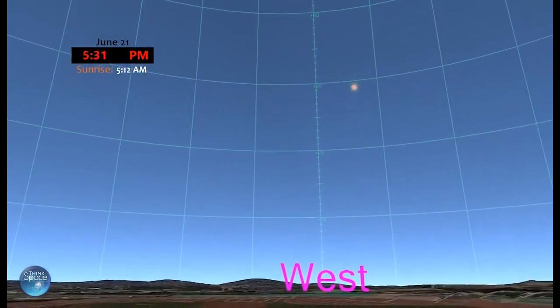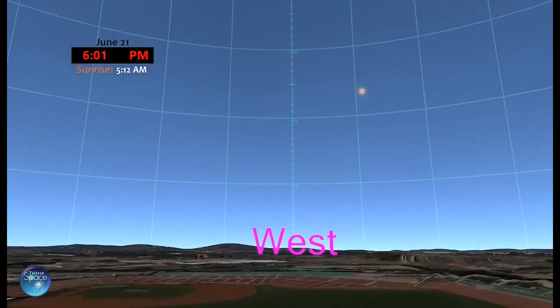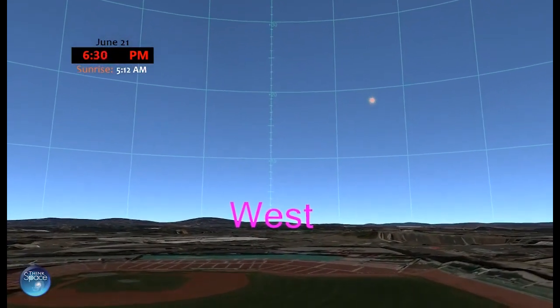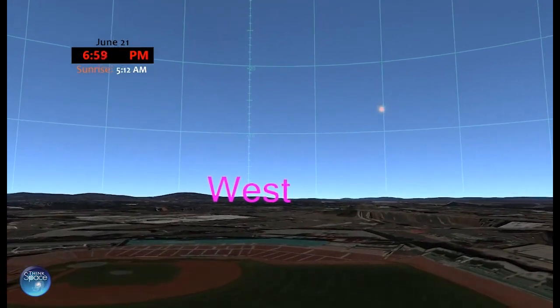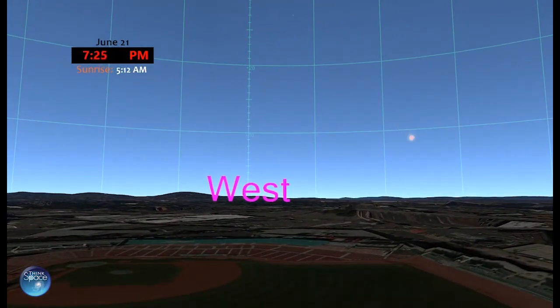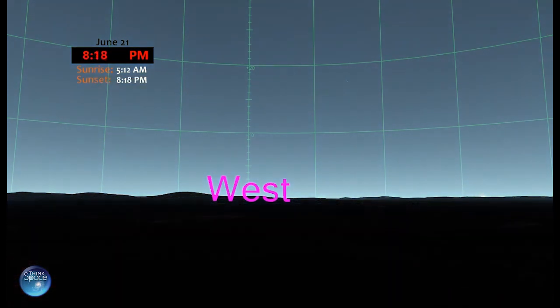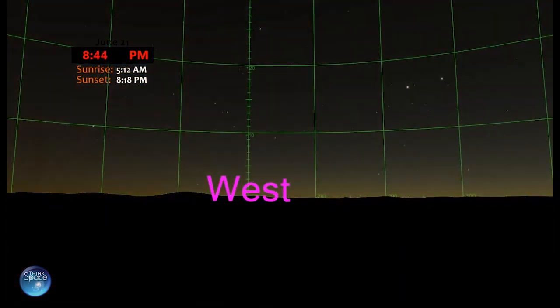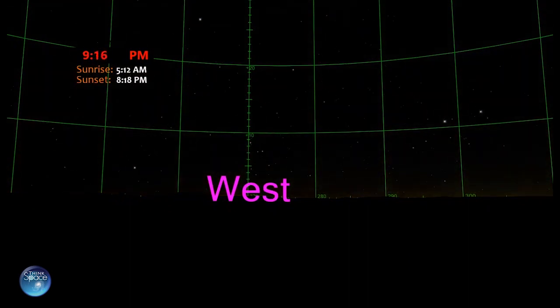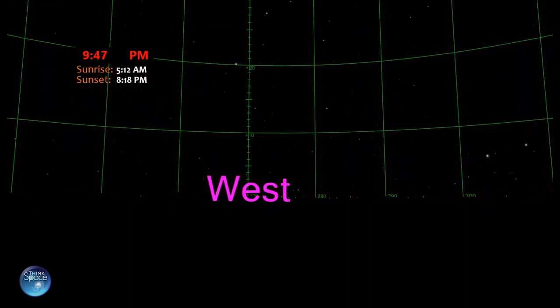We are about to watch the sunset on June 21st. Pay attention to where it sets. In the summer, it is not exactly west, but somewhat north of west. And when the sun rose, it rose somewhat north of east. There, sunset, 8:18 p.m., the latest sunset of the year in Boston.